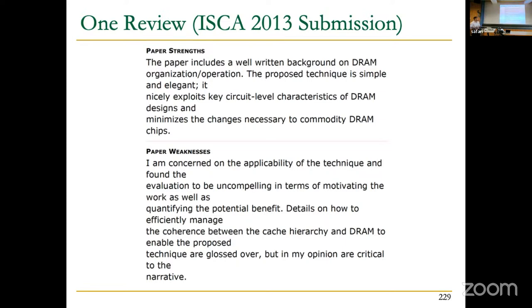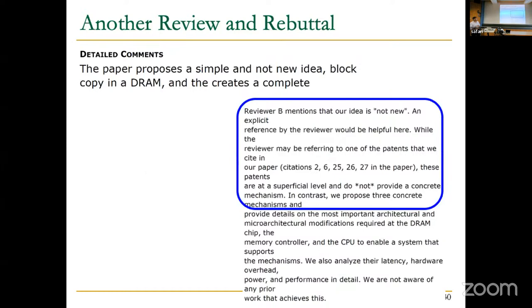2023. So yeah, the people like the paper: it's really well written background on DRAM, it's simple, elegant, really nice. They show the characteristics of DRAM, the minimized changes, blah, blah, blah. And then you get another review. Usually you get 5 to 6 reviewers, it depends, but usually you get anything from 4 to 5 people giving opinions on your paper.